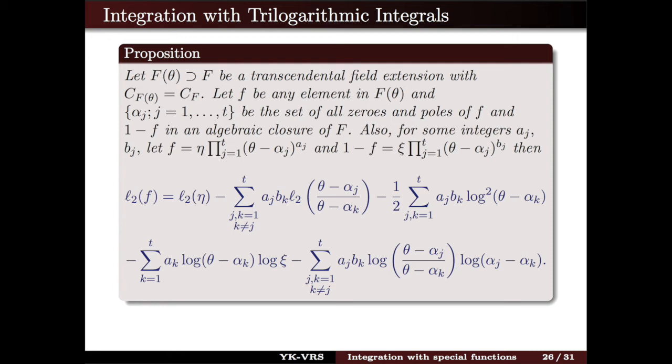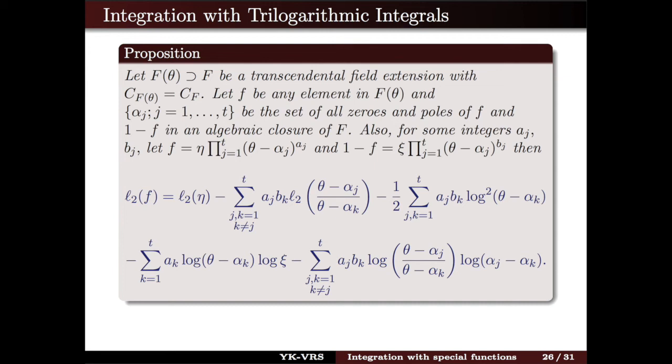The right hand side has L2 of eta. Eta is actually coming from the base field. And then you have these expressions. That is, the second term has L2 of a simple function like this, theta minus alpha_j over theta minus alpha_k. The nicety is that it is reduced to something that, though it looks quite long and somewhat complicated, is simple. Each term is easy to understand. That's the point. And then you have a quadratic expression that involves logarithm.